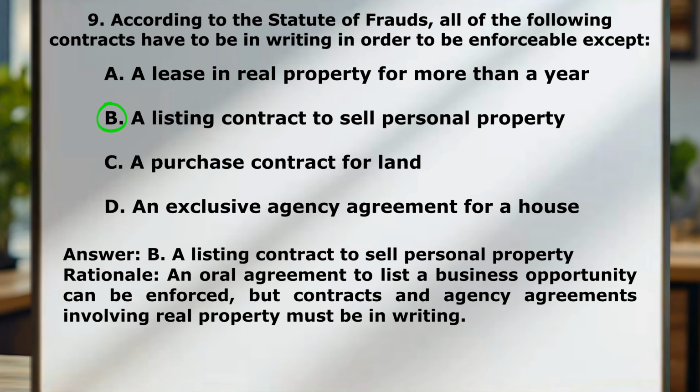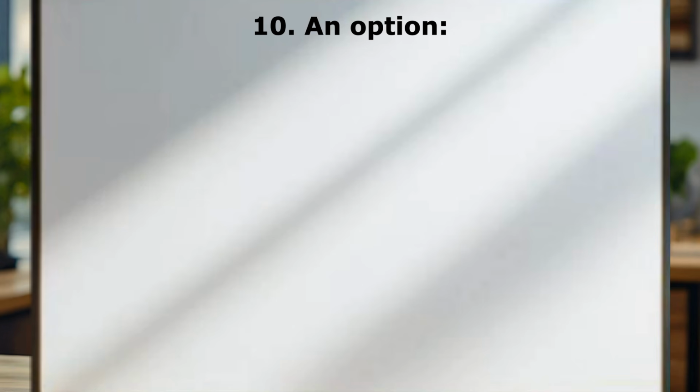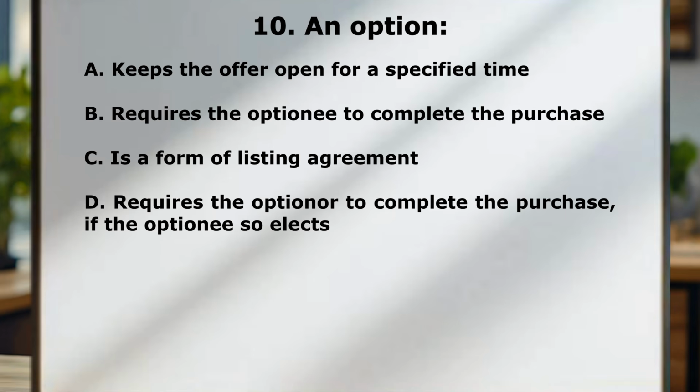An oral agreement to list a business opportunity can be enforced, but contracts and agency agreements involving real property must be in writing. Question number 10. An option is A, keeps the offer open for a specified time. B, requires the optionee to complete the purchase. C, is a form of listing agreement. D, requires the optionor to complete the purchase if the optionee so elects.